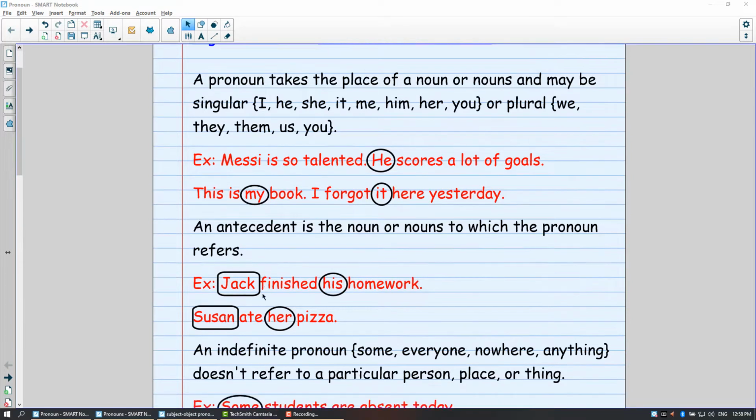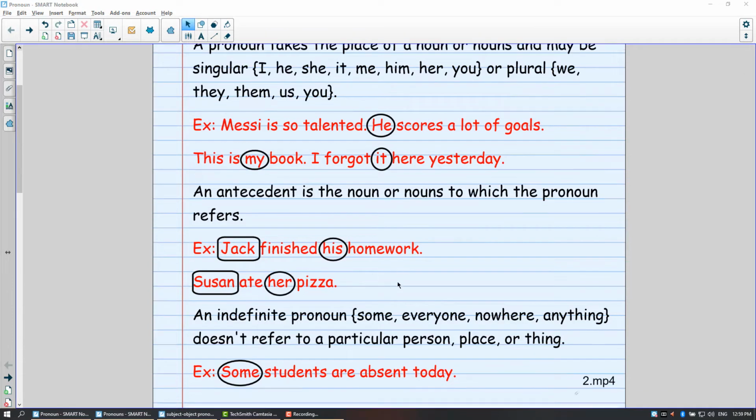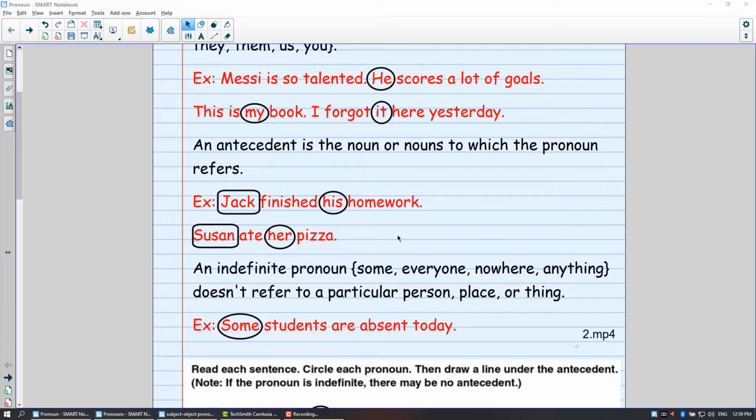Another example to be clear, Susan ate her pizza. Her, possessive pronoun, Susan, the antecedent. Why? Because her is a possessive pronoun, the pizza related to her, and Susan is an antecedent. Why? Because it's the word that the pronoun replaced. So her is related to Susan. That's it.